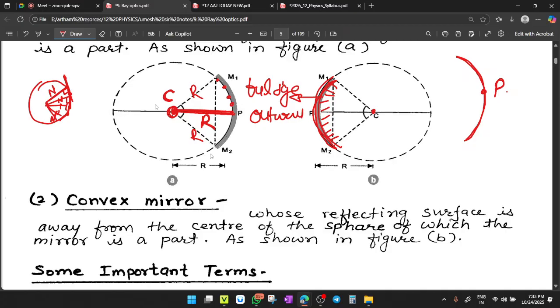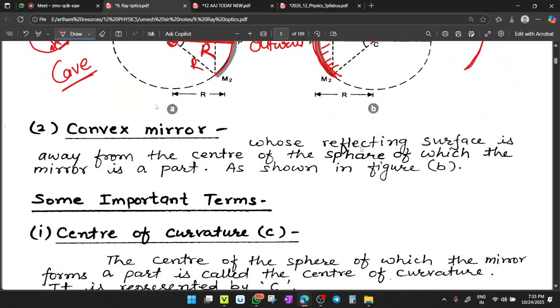In concave, the reflector surface is suppressed inward. Here it bulges outward. It is called a convex spherical mirror. Clear? There is a word cave because a cave is formed. See here, this is a cave made by the reflector surface. A mirror whose reflecting surface is away from the center of the sphere, of which the mirror is a part, as shown in the figure, is called a convex mirror.